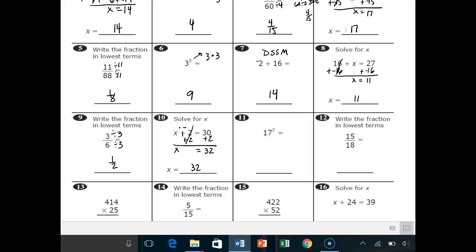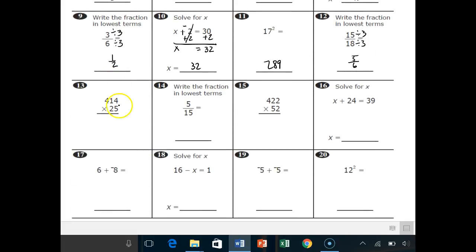17 squared, you can take your reference sheet out, find out what 17 times 17 is. Hopefully you have it memorized. It's 289. You should probably get all your squares memorized up to like 19 or 20. 15 over 18, we can divide by 3. And I get 5 over 6.